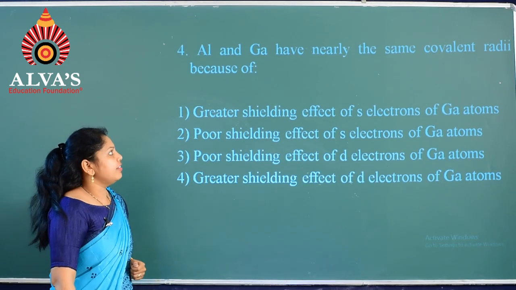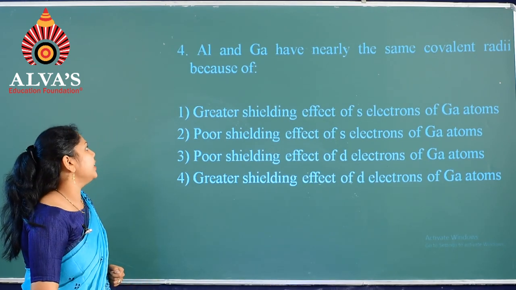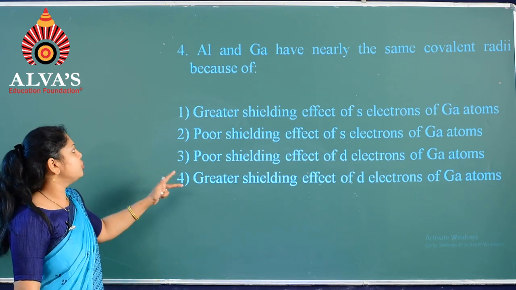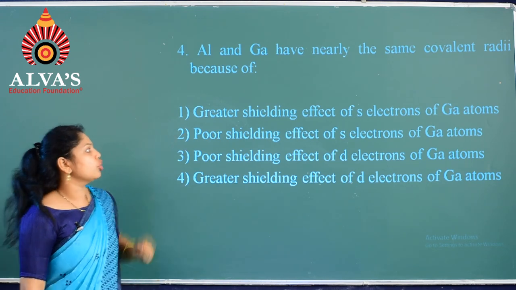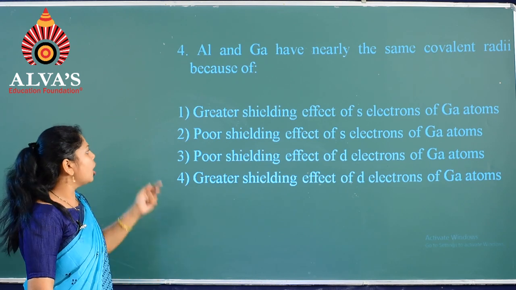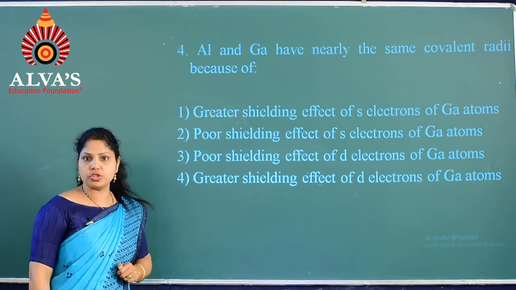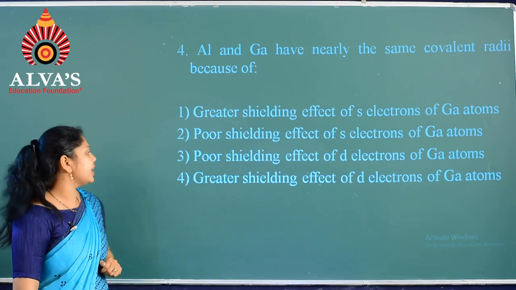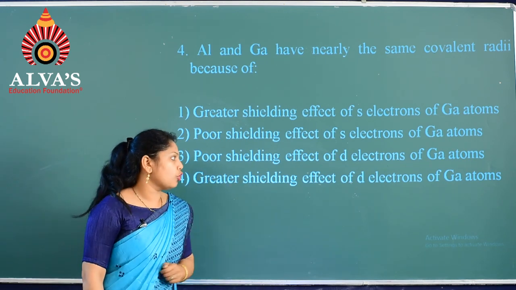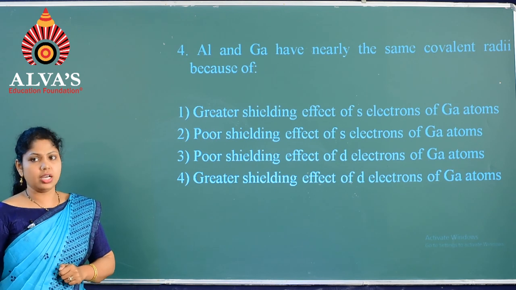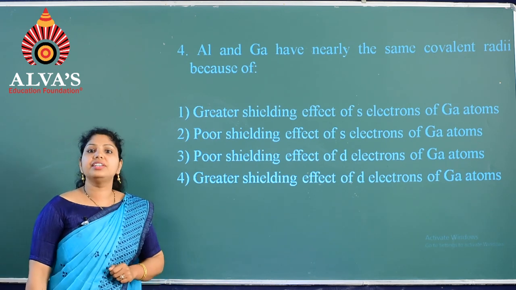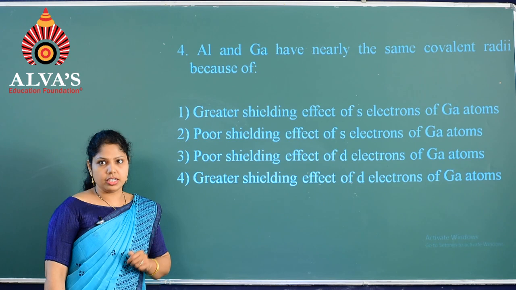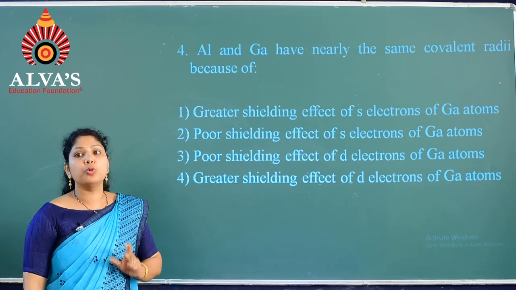Aluminium and gallium have nearly the same covalent radii because of. If you observe the options, they have given greater shielding effect of s electrons of gallium atoms, poor shielding effect of s electrons of gallium atoms, poor shielding effect of d electrons of gallium atoms, greater shielding effect of d electrons of gallium atoms. So in the case of gallium, there are 10 d electrons present. So these are very poor shielders.